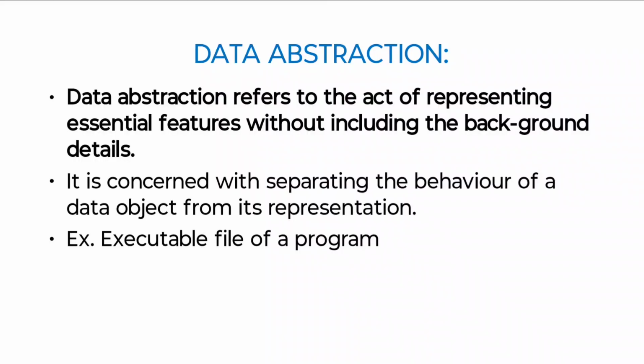Data abstraction. Data abstraction refers to the act of representing essential features without including background details. That is, we are abstracting particular data. We are given an example of an executable file of a program. What is meant by that? Once we create a program and run it, we do not know about the internal allocation of that program. That is known as the executable file of a program.